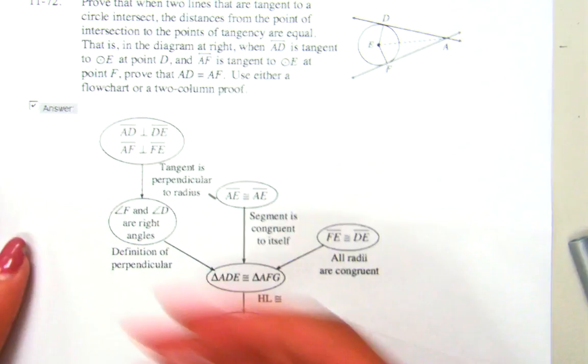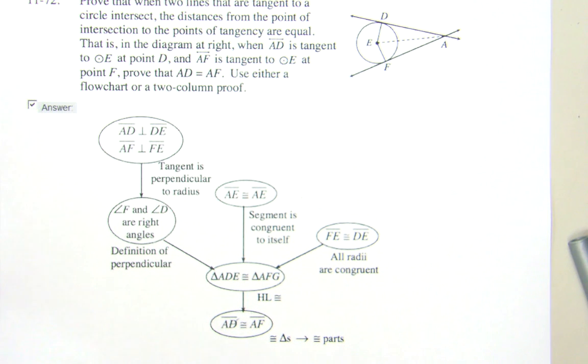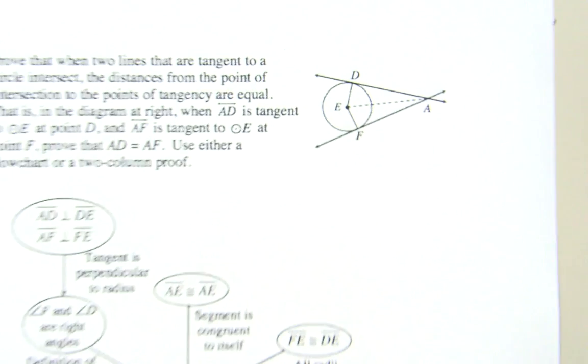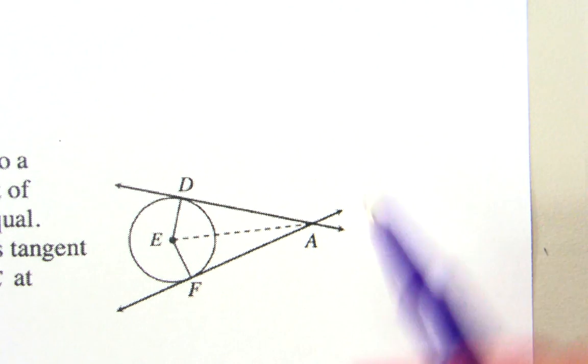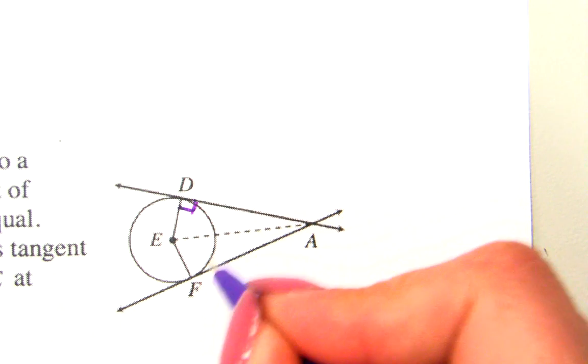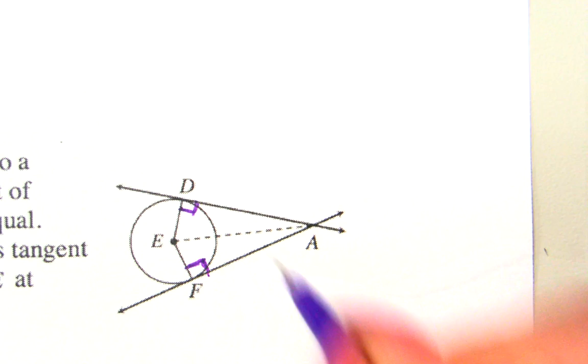It's up to you. I'm going to give you the layman's terms of what they did here. So basically the question was, prove that AD is congruent to, or is equal to, AF. We did this in class and I used one of the theorems. So if you know they're tangent, that means both of these angles here have to be 90-degree angles.